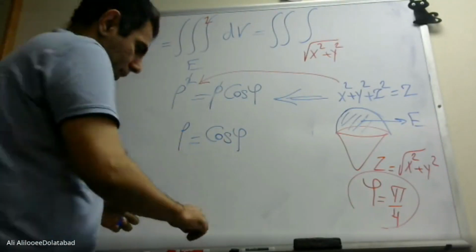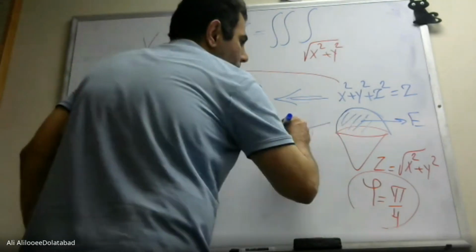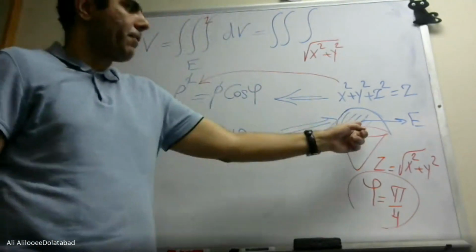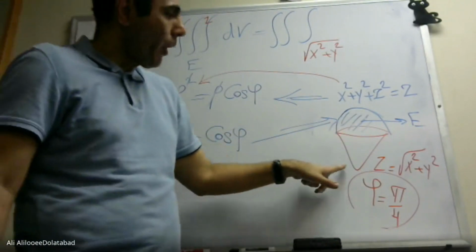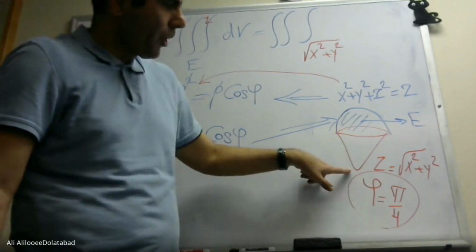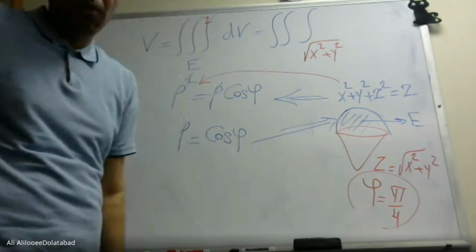Then see, I converted both equations into spherical coordinates. The equation of the sphere that we have on the top is rho equal cos phi. I'm sorry, the equation of the cone that we have on the bottom is phi equal pi over 4.